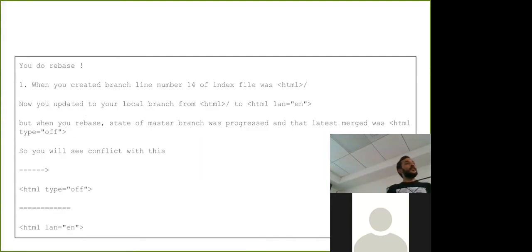So you do rebase, right? Usually you do rebase. When you created the branch, line number 14 of the index file was at HTML this. Now you updated your local branch from HTML to HTML language is equal to EN. But when you rebase it, the state of the master branch had progressed and the latest merge was this HTML type of, right? You will see a conflict with this. This kind of message you will get.